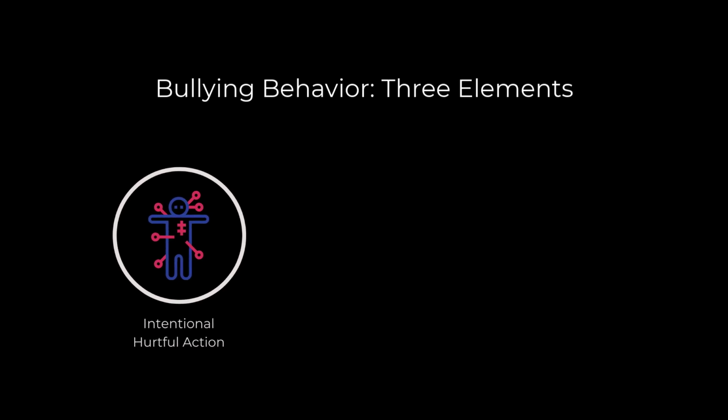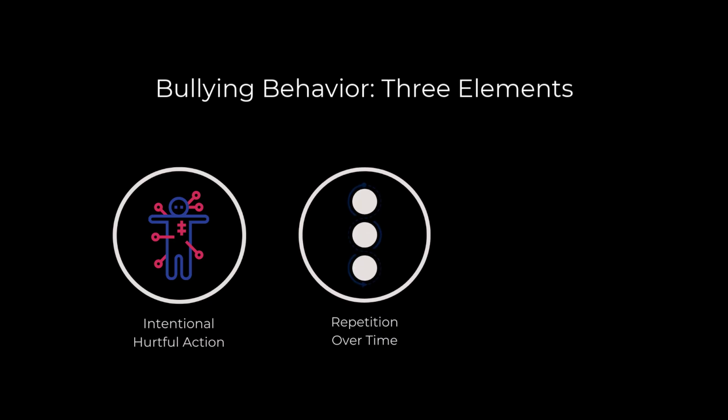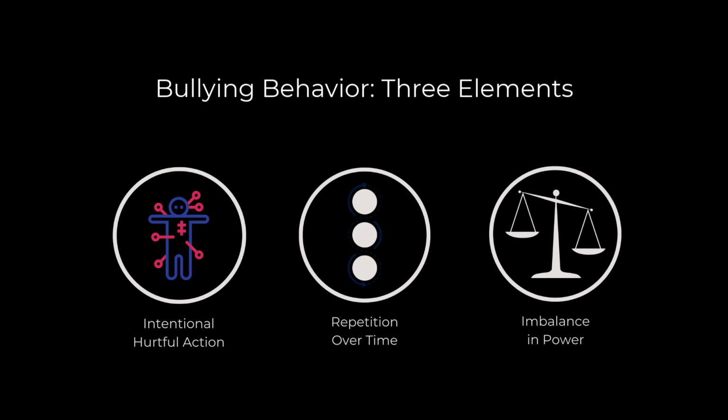In addition to the more global definition of bullying behavior, it is important to keep in mind that to be considered bullying behavior, the behaviors observed must involve three elements. These elements include 1. Intentional hurtful action. The individual has intent to cause harm to others. 2. Repetition over time. The behavior occurs repeatedly. And 3. An imbalance in power, which essentially means that the individual doing the harm is stronger, either physically, socially, or psychologically, than the intended victim or victims.